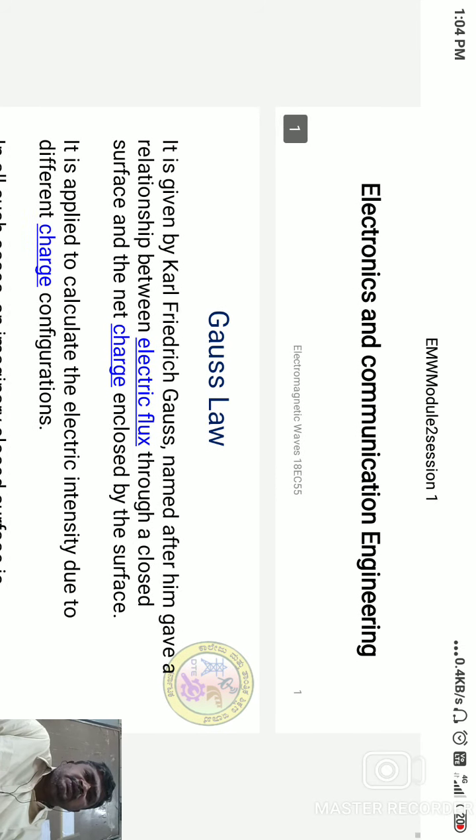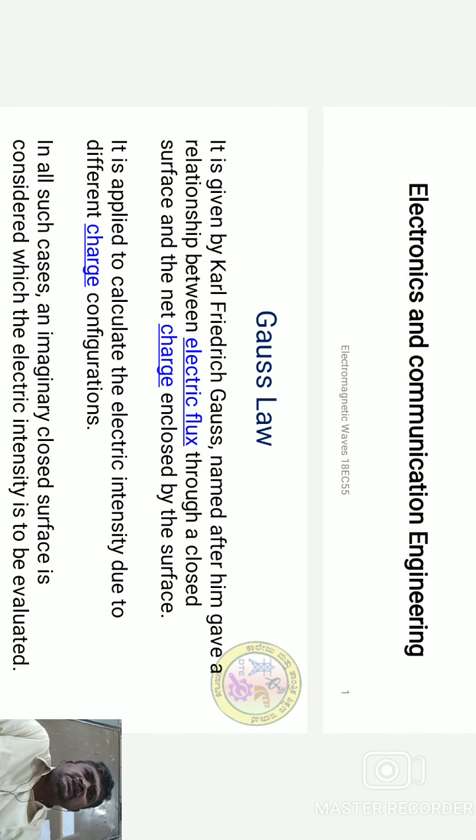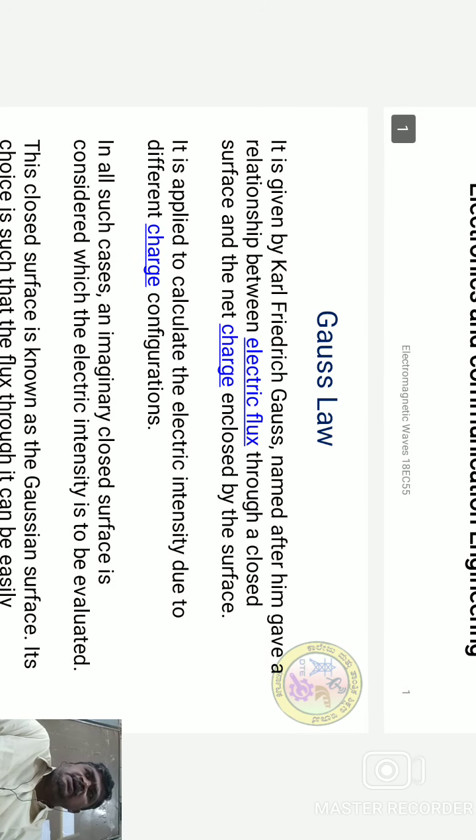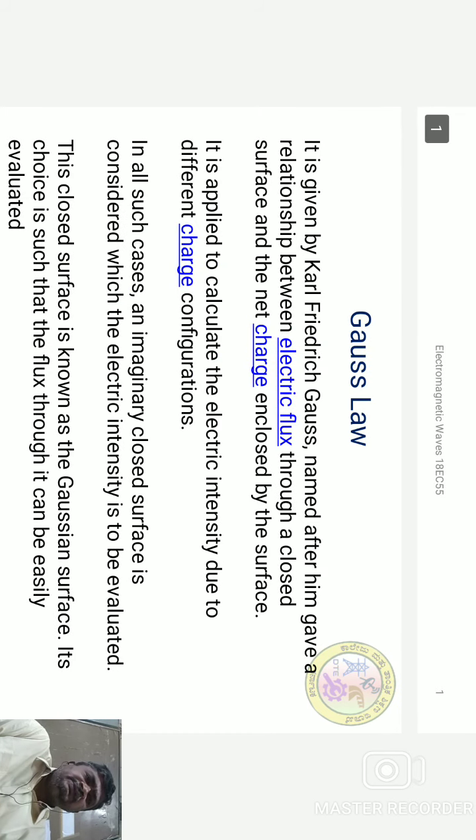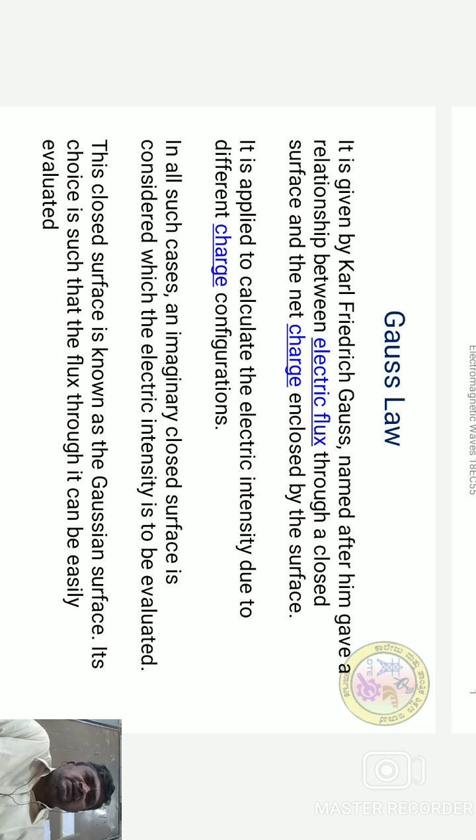we will discuss the Gauss law and two different applications of the Gauss law: the electric field due to a point charge, and the electric field due to a long conductor, an infinitely long conductor. So first, let us define the Gauss law.